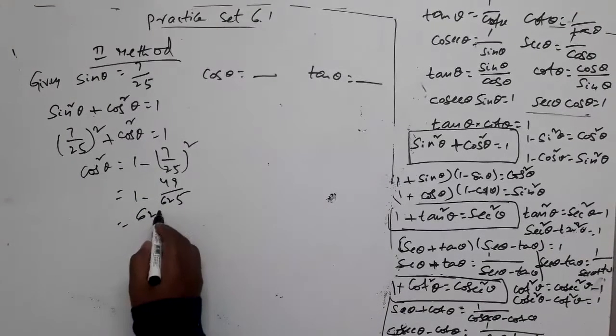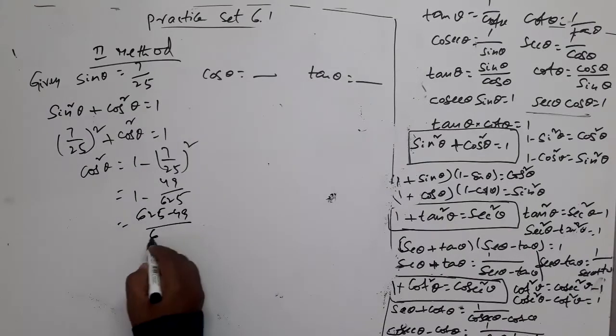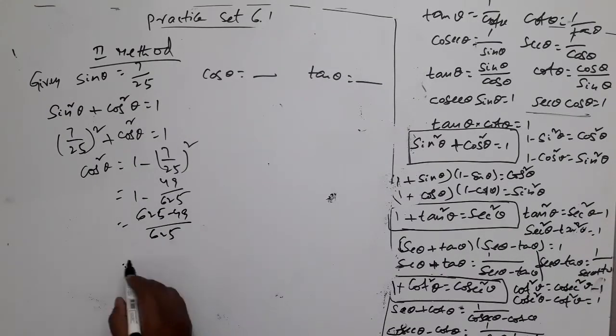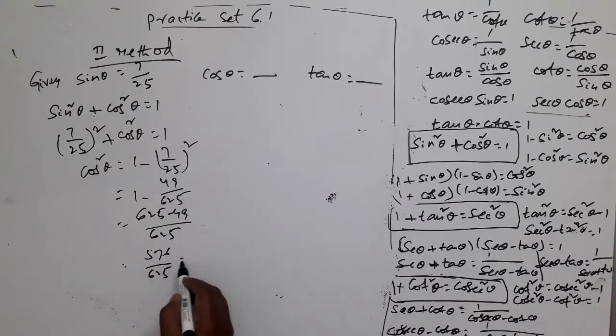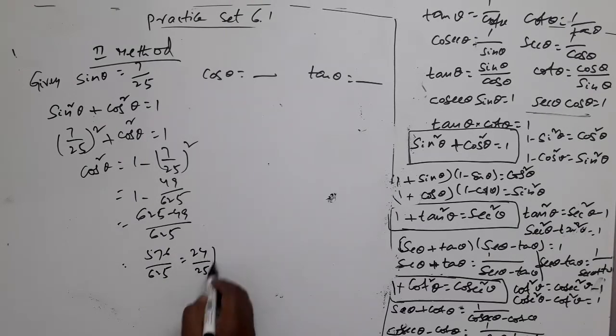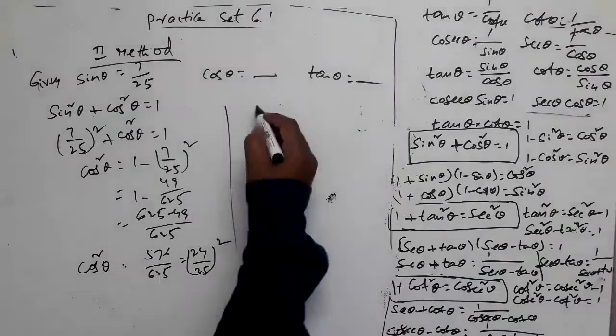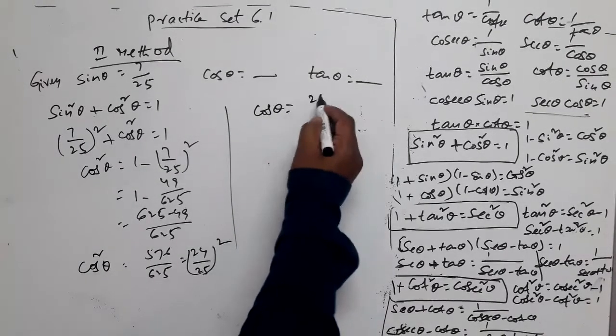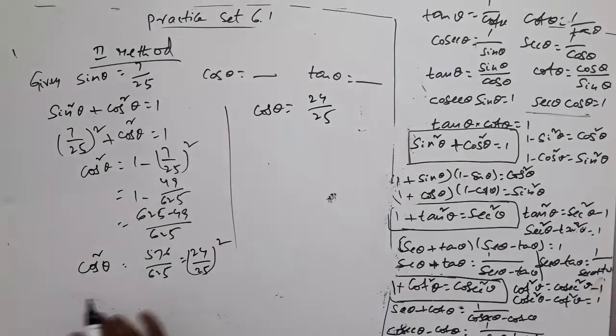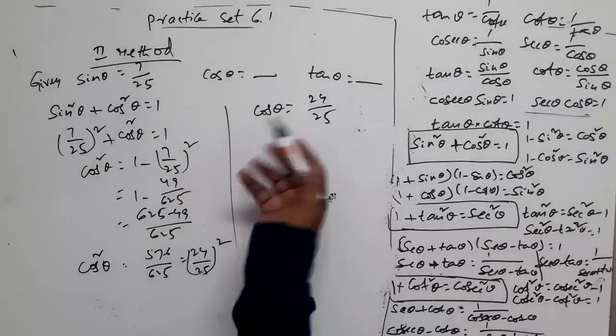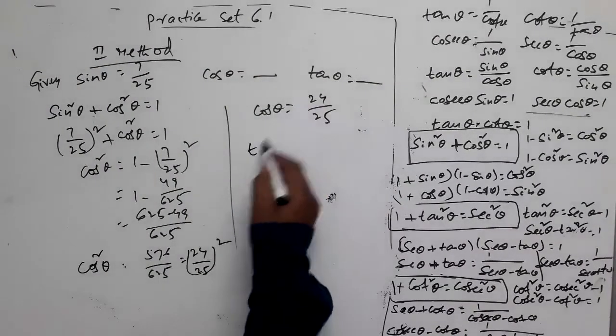This is 625 minus 49 by 625. So this is how much? 576 by 625. We know this is 24 square root, this is 25 square root. So 24 by 25 whole square. So this is cos square theta. So cos theta is 24 by 25. That's all. You have found out the value of cos theta. Then you need tan theta.